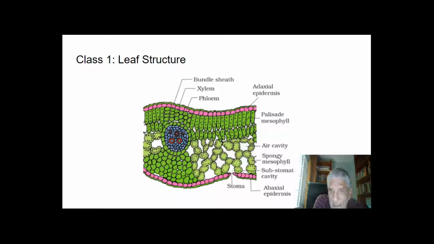We also have a vascular bundle, which contains the thick-walled cells, which are lignified, which form the xylem. And we have thinner walled cells, which form the phloem. And surrounding it, we have the bundle sheath cells. The bundle sheath cells are important because they actively pump sugars into the phloem. And remember, the phloem is important for the transport of organic substances to the rest of the plant.